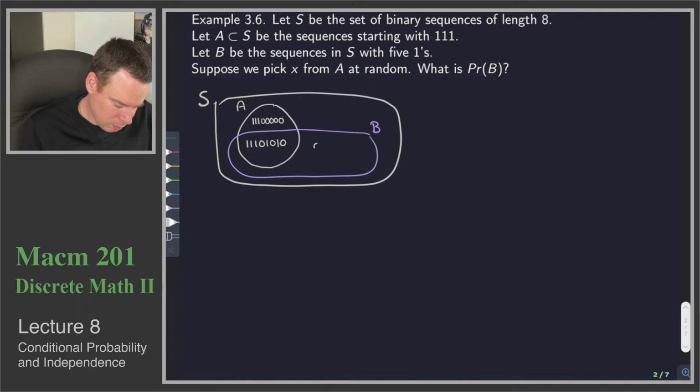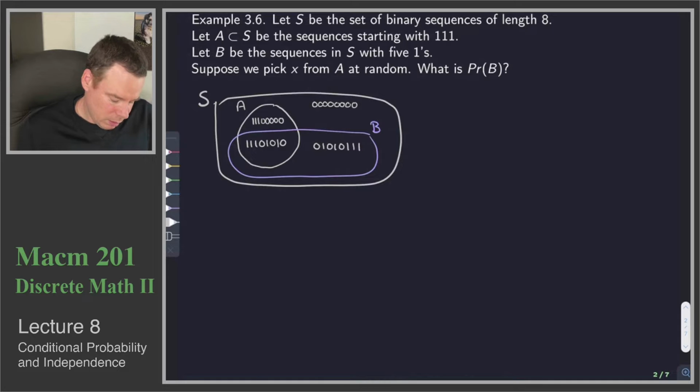Something that's in B alone, so maybe 0, 1, 0, 1, 0, 1. So that's 1, 2, 3, 4, 5, 6, 7, 8. So there's a string with exactly 5 ones, and it doesn't start with 3 ones, so it's not in A, but it is in B. So there's some examples, and then maybe I have the 0 sequence, 1, 2, 3, 4, 5, 6, 7, 8. So there's just some examples of some of the strings and where they would sit.